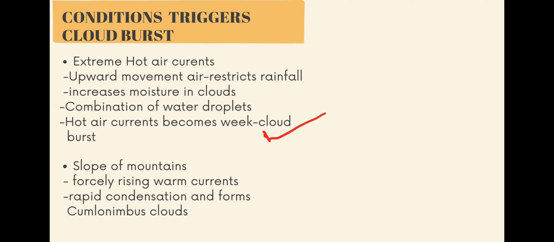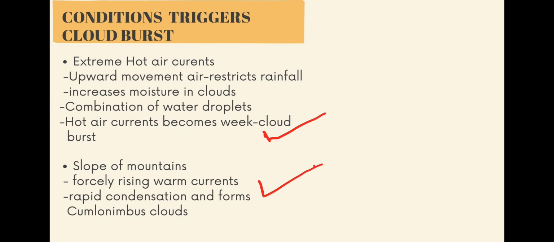After that, the second favorable condition which triggers the cloudburst is the slope of the mountains. As you know, it is similar to the convectional rainfall that happens. The slopes of the mountains play an important role in forcefully raising the warm air current through the slope, causing rapid condensation and forming cumulonimbus clouds. After that, it will get heavier. The warm air current will be restricted after some time because it will get weak. That's why the rain will then come down in a single stretch.